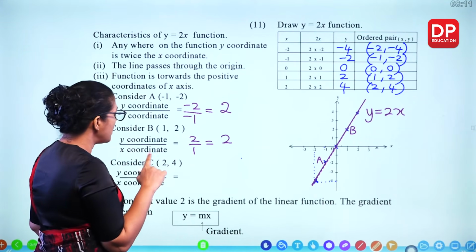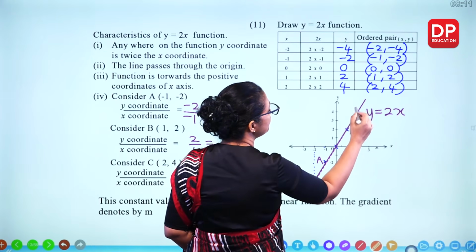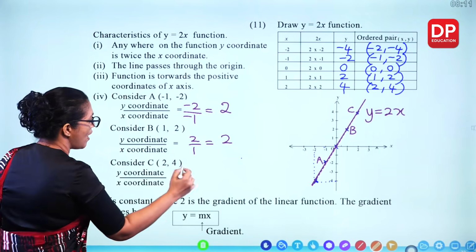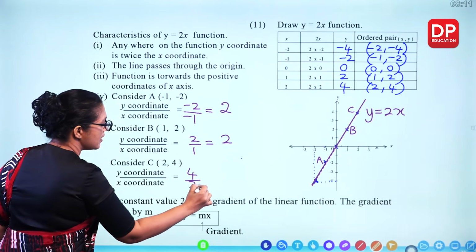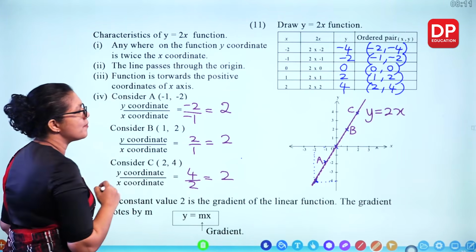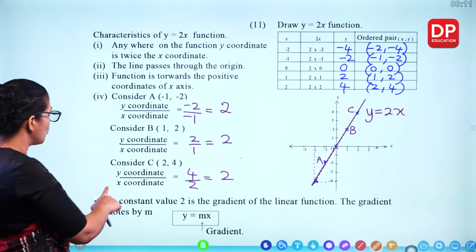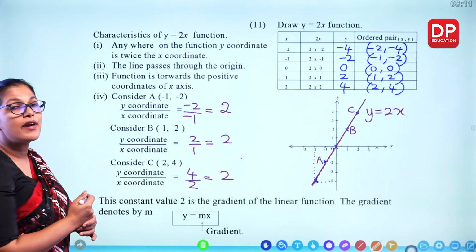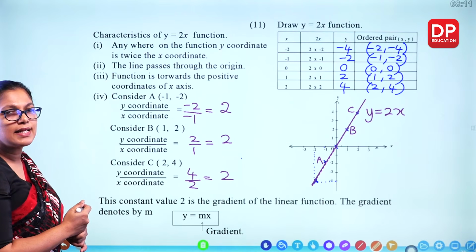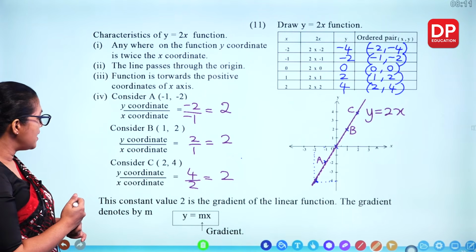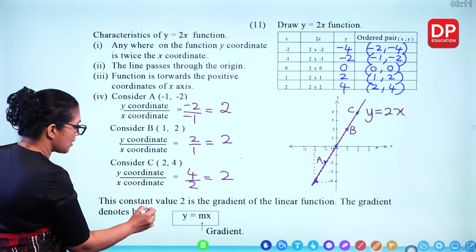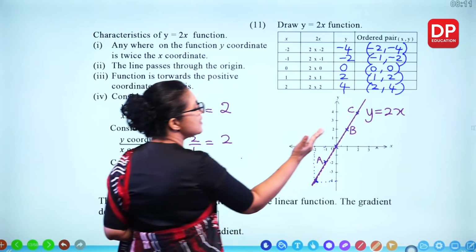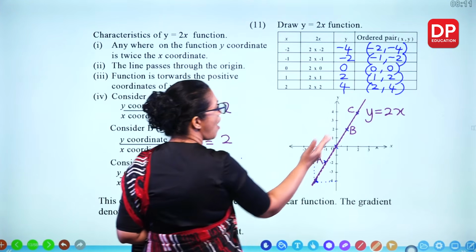Take point C, 2, 4. What's the ratio? The y coordinate is 4, the x coordinate is 2. You get 2 again. So this constant value, 2, is the gradient of the linear function. The gradient is denoted by m. So what is gradient? The steepness of this graph.